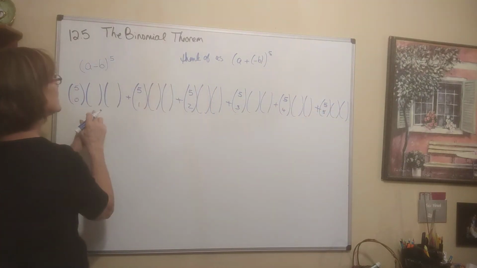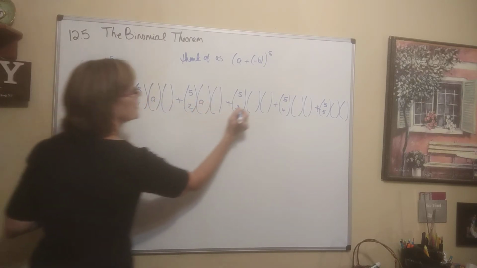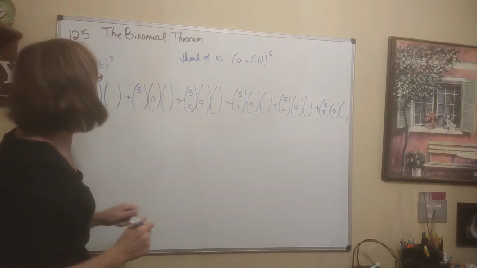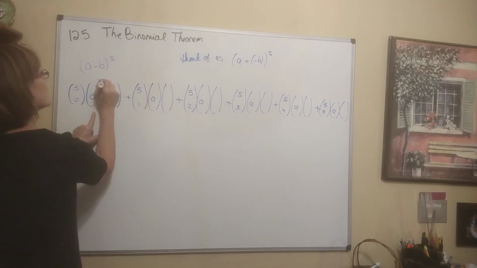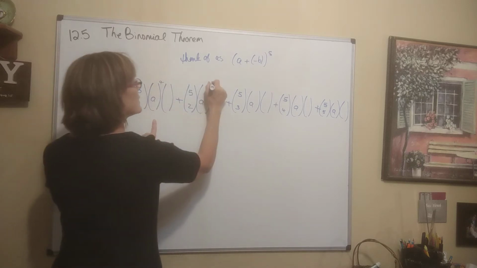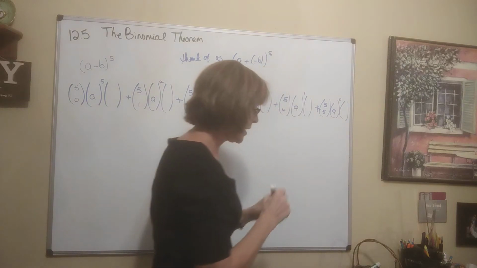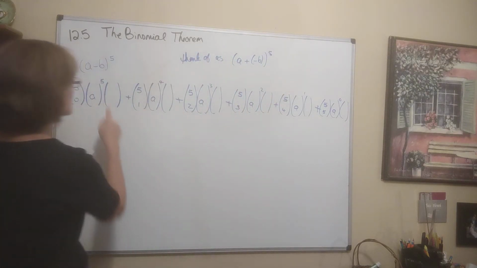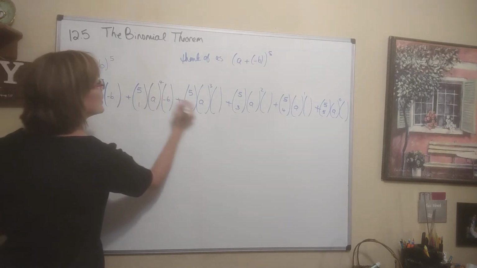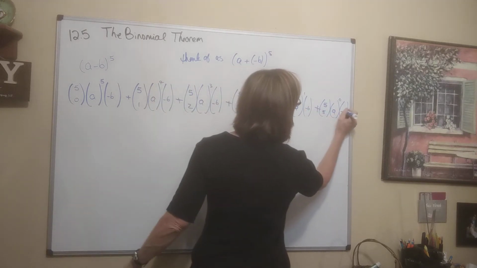Now, what goes here is the first term, which is an a. It's going to go in each one of these, a, to a power. Now what power does it go to? Well, it goes to the fifth power. It starts with 5 and then starts counting down. A to the fourth, a to the third, 2, 1, 0. All right. Then the second term is what goes in the last one. So negative b in each one.